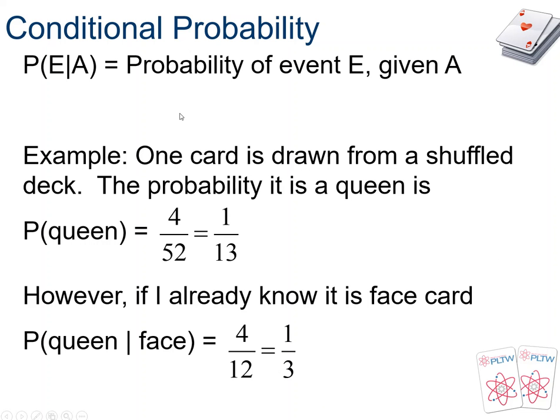Then you have conditional probability. Probability of event E, given that event A has taken place. 1 card is drawn from a shuffled deck. The probability it is a queen is 4 out of 52 or 1 out of 13. However, if you already know it is a face card, now you're down to 1 out of 3.